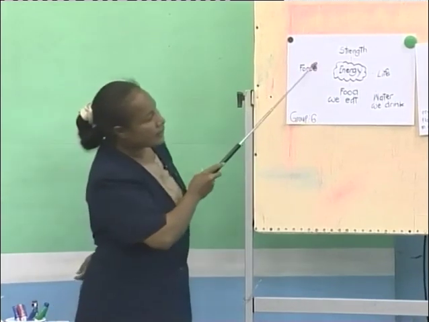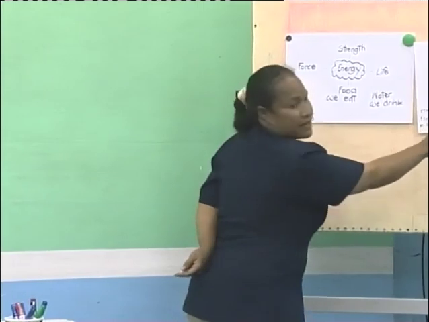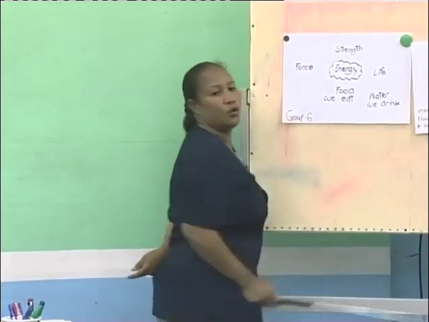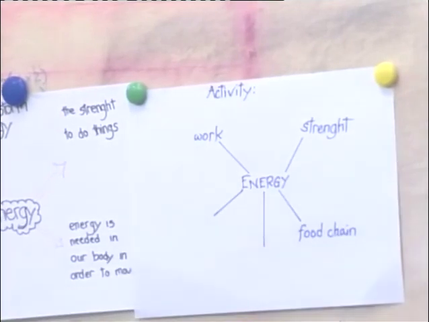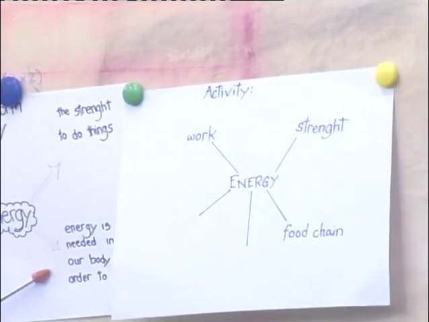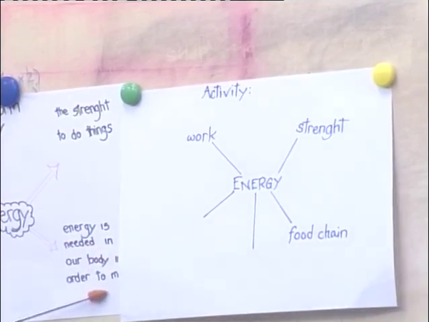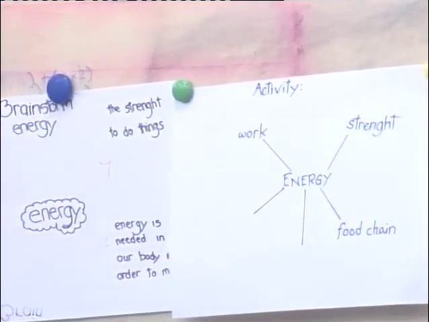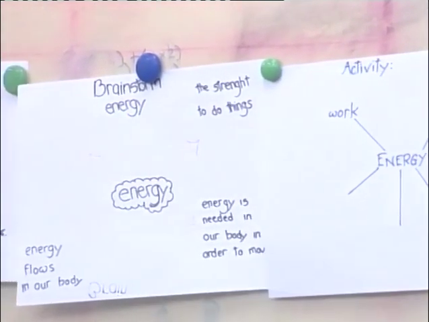All right. One interesting word. Energy is work. Somebody said work here. Good. Food. Again, food is mentioned here. Okay, someone said energy is needed in our body in order to move. Okay, those are very interesting sentences and words that relate to energy. Good on you, receiving students, if you have done the same.